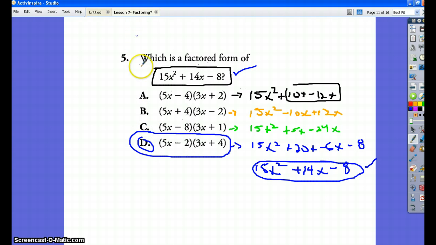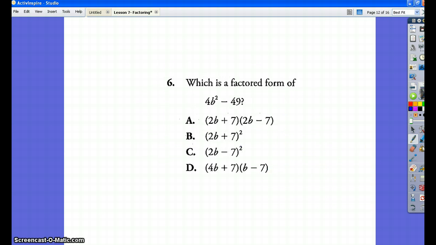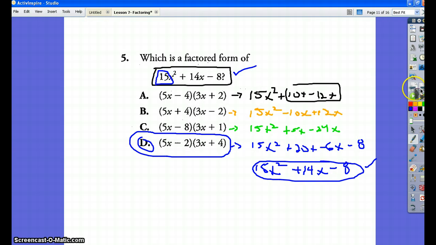So I would, on the EOCT, just FOIL these out. Factoring can be fairly trying at this stage if you don't know how to do it. With non-simple, this is non-simple because there's a 15 there. Okay, I think that should be it. Let's try some problems together.